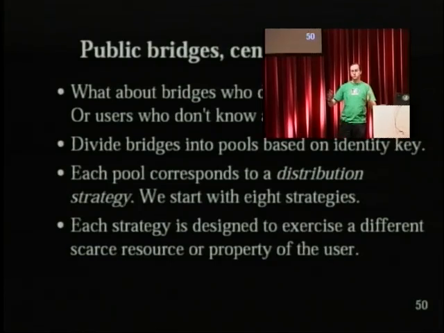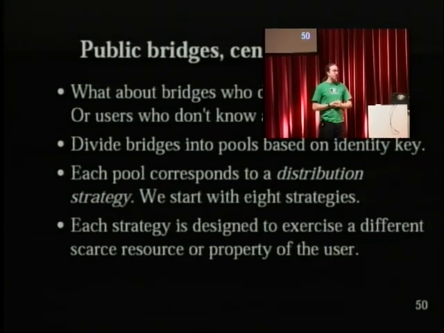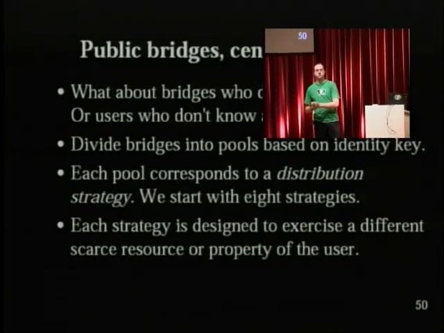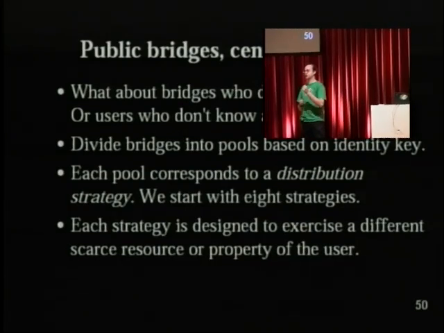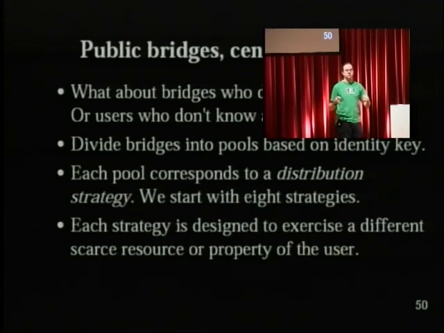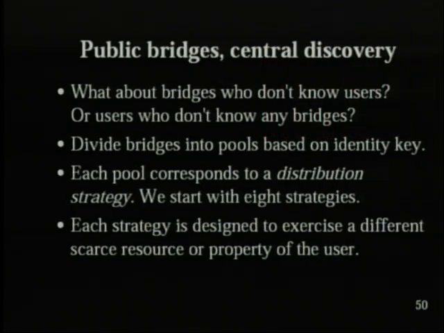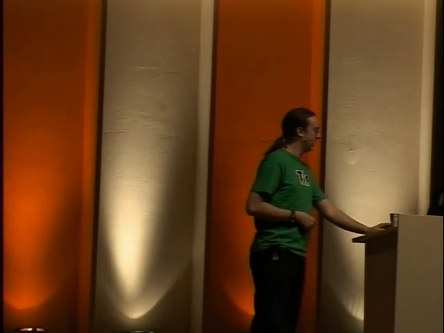So we can break them up into different pools based on their identity key, which is what they generate when they become a Tor relay. And we want to break those into different distribution strategies. And the idea is each of these distribution strategies is going to have a different property that it tries to force the adversary to show. Maybe some of them are going to say, you spend a lot of time to attack this distribution strategy. Maybe other ones are going to say, you need to solve all these captchas to attack this one. So the idea is to exercise a different scarce resource for each one of these. And this means an attacker might be able to attack some of them, but not very many attackers should be able to attack all of them. And I'll tell you more about that as I describe some.